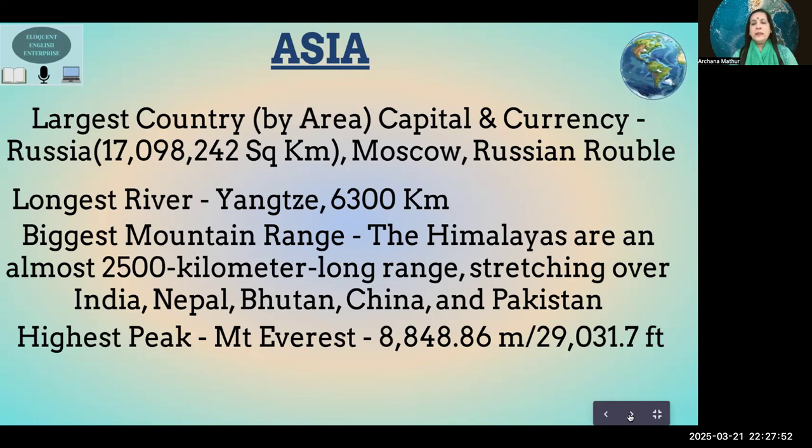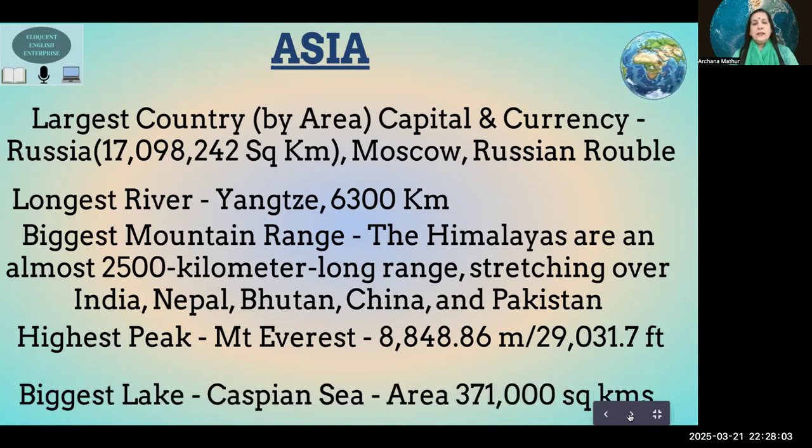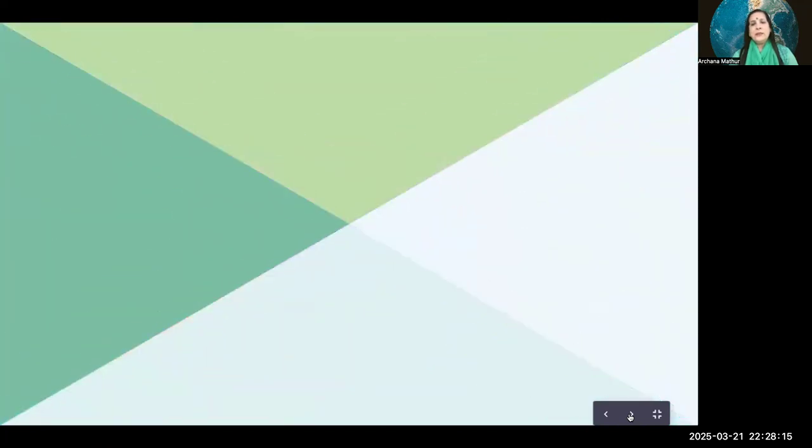It is approximately 8,848.86 meters or 29,031.7 feet. And the biggest lake in Asia is not a freshwater lake. It's the Caspian Sea. It looks like an inverted comma to me, and it's about 3,71,000 square kilometers in area.